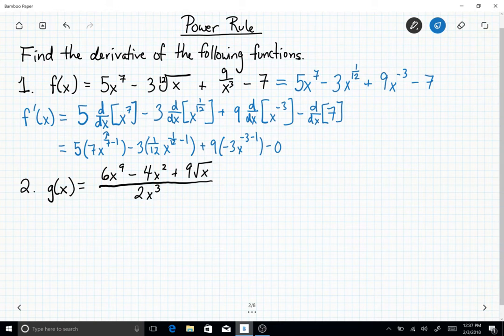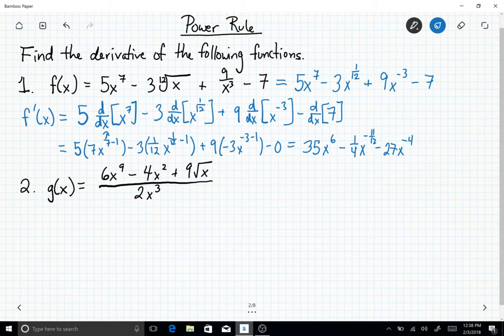Okay, so now moving forward, what do we get? Well, 5 times 7 gives us 35, and then we have x to the 6th power. 3 times 1/12, that would be 3 over 12, or a simpler format would be just 1/4. And then 1/12 minus 1 can be rewritten as 1/12 minus 12 over 12. Now you have a common denominator and you can subtract those fractions. So you get x to the -11 over 12, which I can also rewrite in another format. And then plus 9 times -3 makes -27, and that is x to the -4.